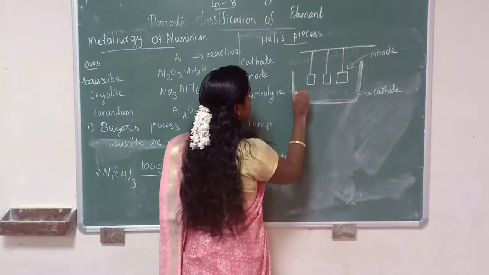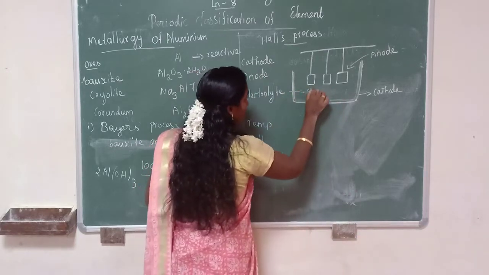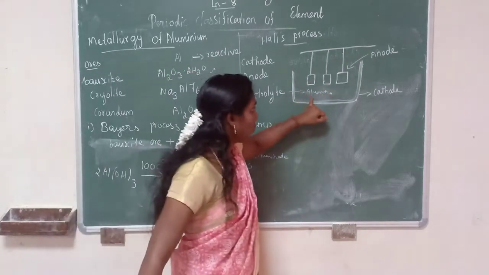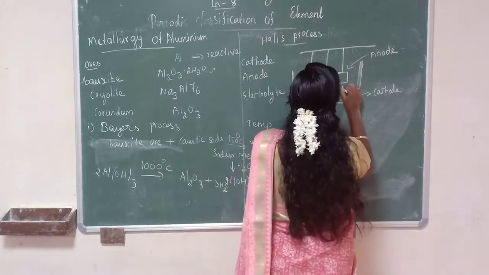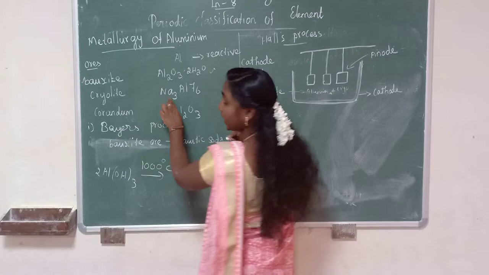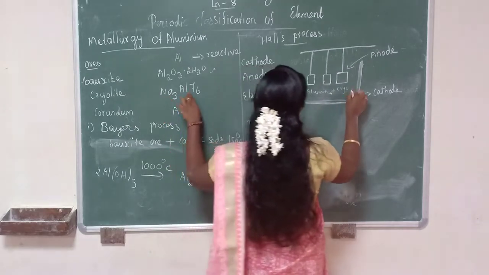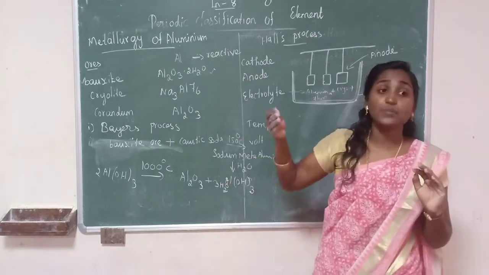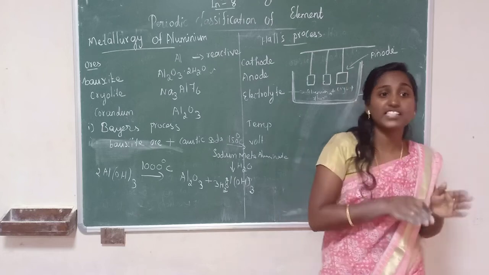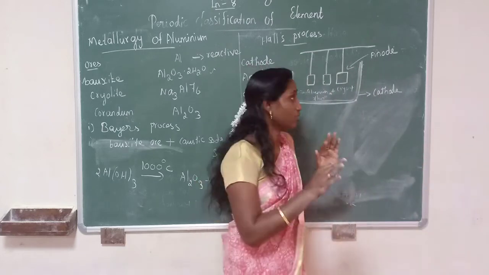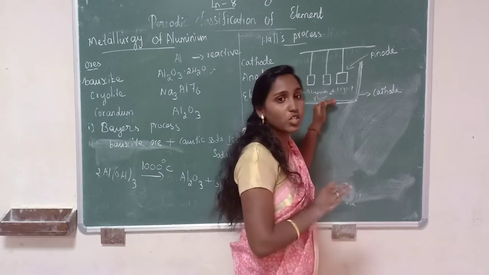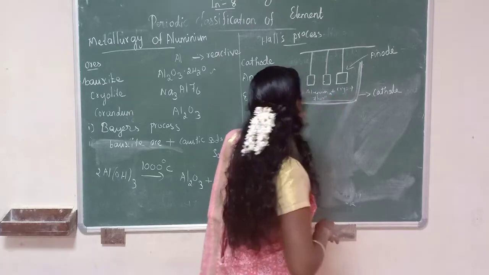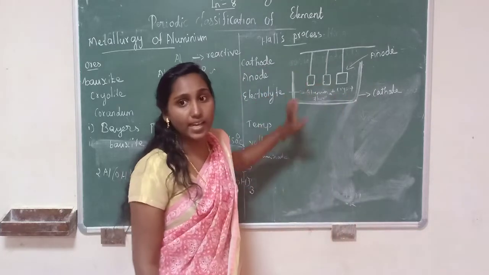This is the electrolytic solution. It contains pure alumina. Here we got alumina, no? This Al2O3. So here we should take alumina, then cryolite, Na3AlF6, and fluorospar. Fluorospar is a chemical substance. In metallurgy terminology we studied flux, a chemical substance added to remove the impurities. Here fluorospar is a chemical substance that will reduce the temperature. So these three contents we are taking in an electrolytic cell.